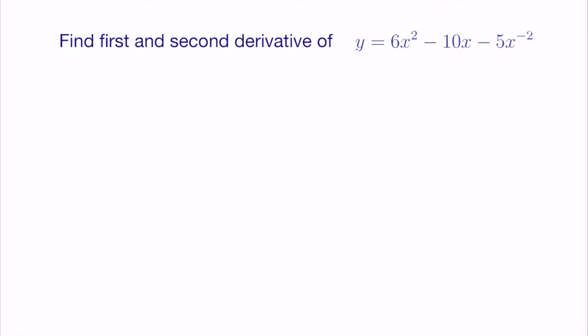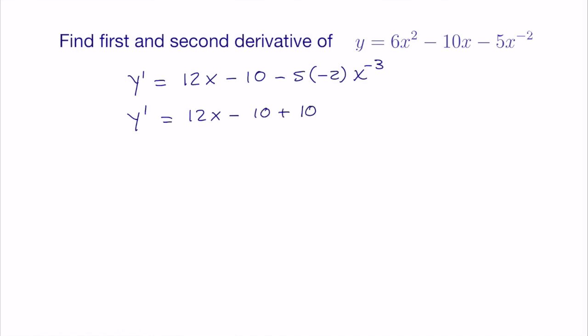So if the first derivative of a function is a function, then I can derive the first derivative, and that is the second derivative. And I can do it again, and I can do it again. So let's find the second derivative of this function. The first derivative is going to be 6 times 2, 12x minus 10. And then this is going to multiply the sign, so this is negative 5 times negative 2, and then lower the power by 1. So the first derivative is 12x minus 10 plus 10x to the negative 3.